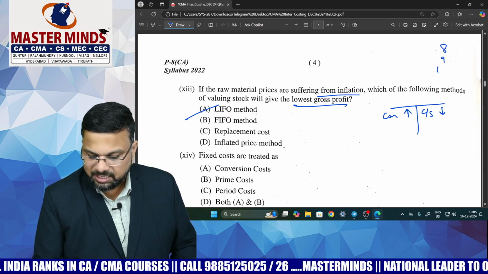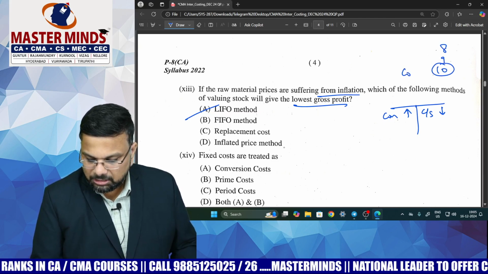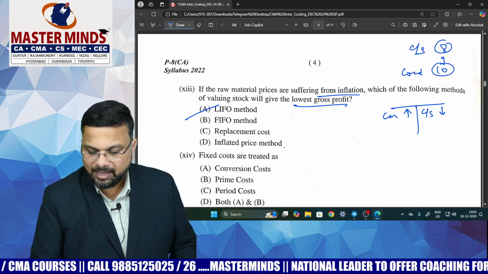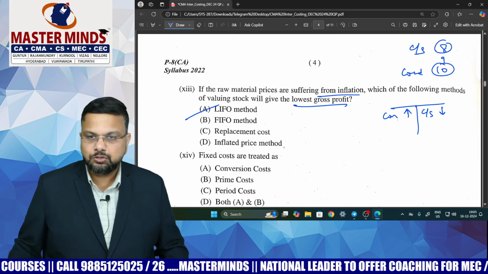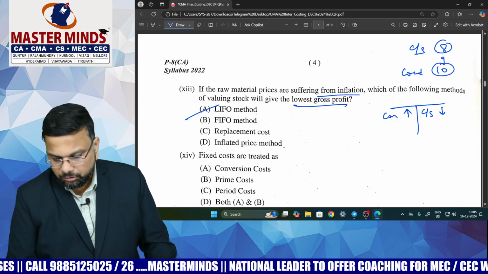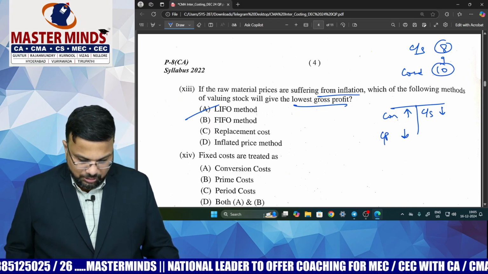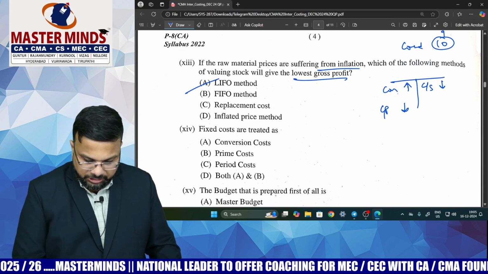Because if prices are increasing, raw material consumed will be valued at 10 rupees and closing stock will be valued at 8 rupees. So closing stock is low, raw material consumed is high. Automatically gross profit will be low. So answer is A. Fixed costs are treated as period cost.